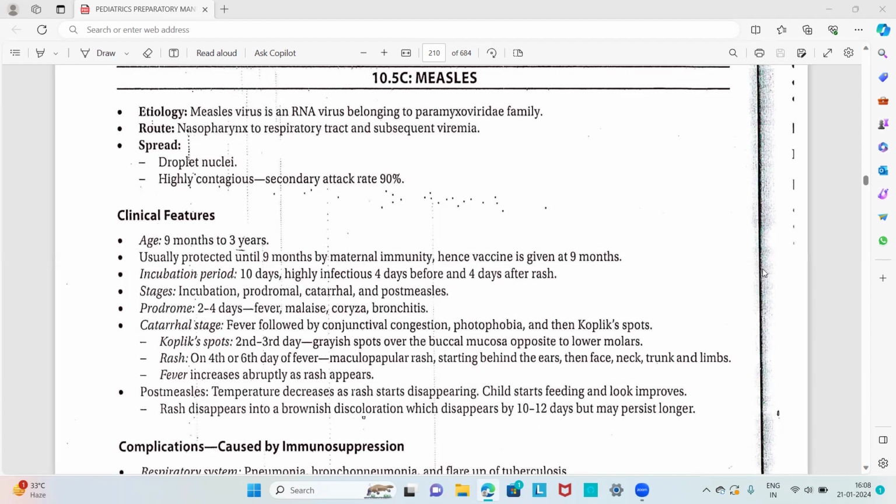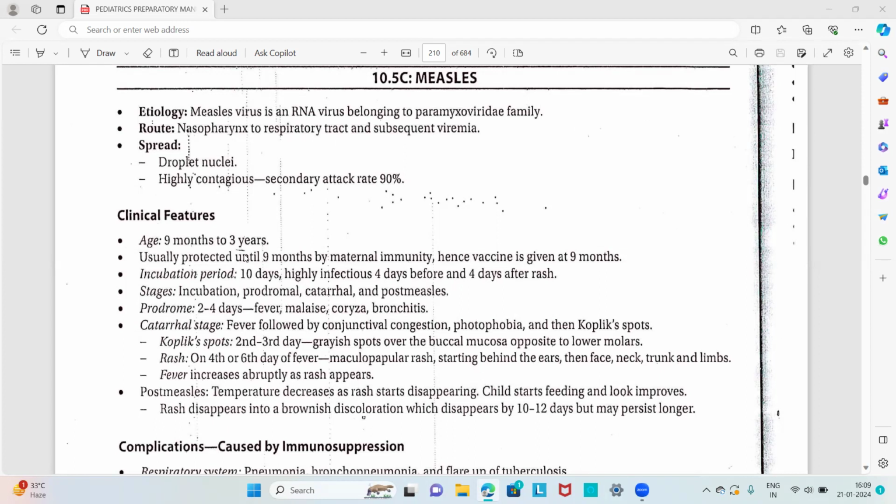Measles is a viral disease caused by an RNA virus belonging to the Paramyxoviridae family, and the route is through the nasopharynx to the respiratory tract, and subsequent viremia happens. That results in the infection, and the spread is by droplet nuclei. Because of the highly contagious nature, the secondary attack rate is 90%. So that is the introduction, or definition, of measles.